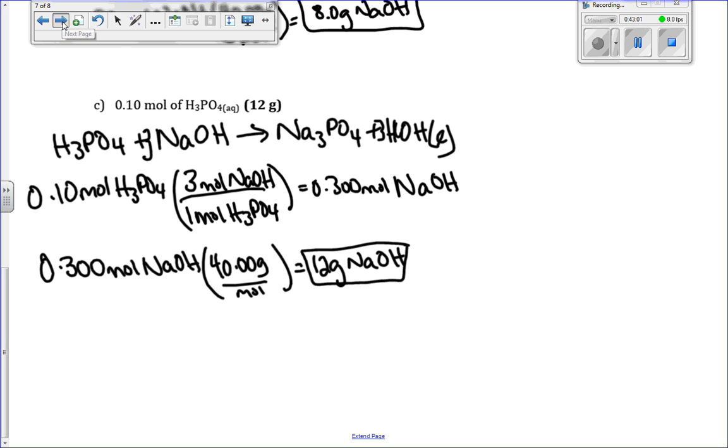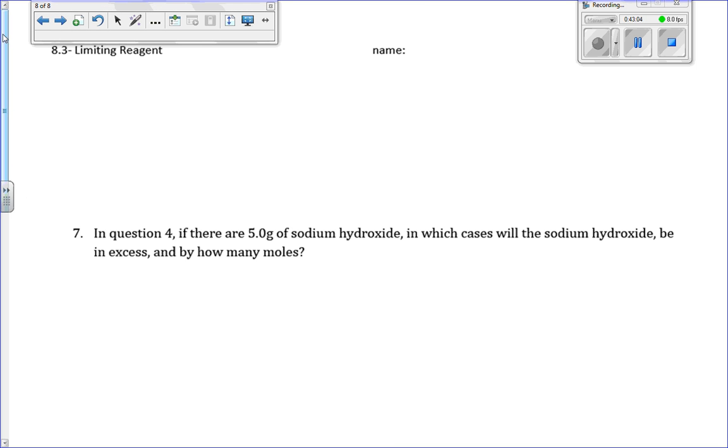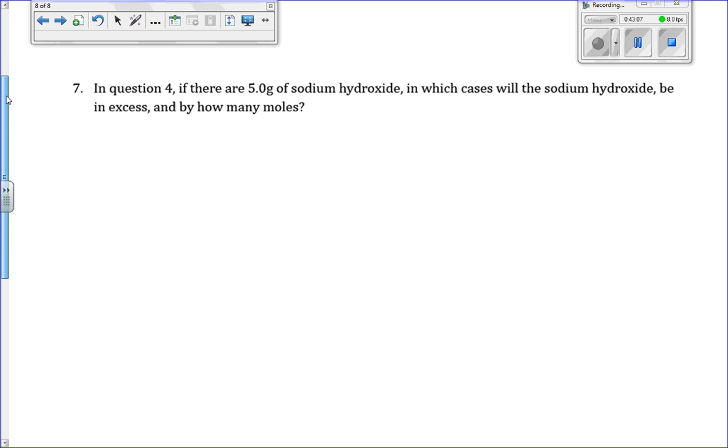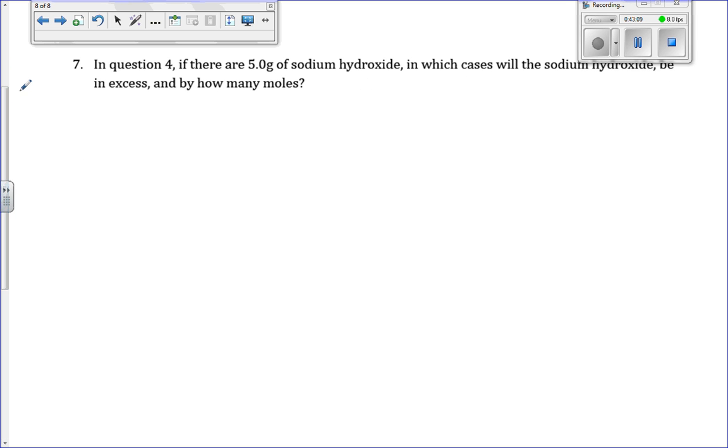Okay, next page. In question 4, if there are 5 grams of sodium hydroxide, in which case will the sodium hydroxide be in excess and by how many moles? Alrighty. So, balanced equation. Hydrochloric acid plus sodium hydroxide gives us sodium chloride and water. And we happen to be a 1 to 1 to 1 to 1 ratio, so we're balanced, we're good.